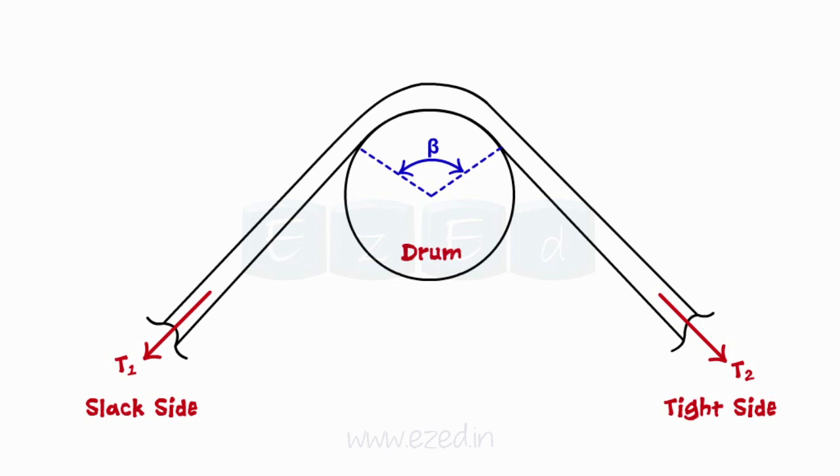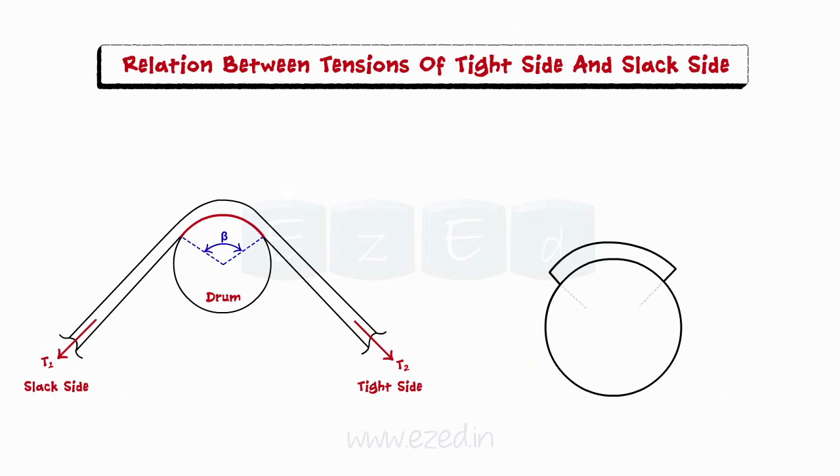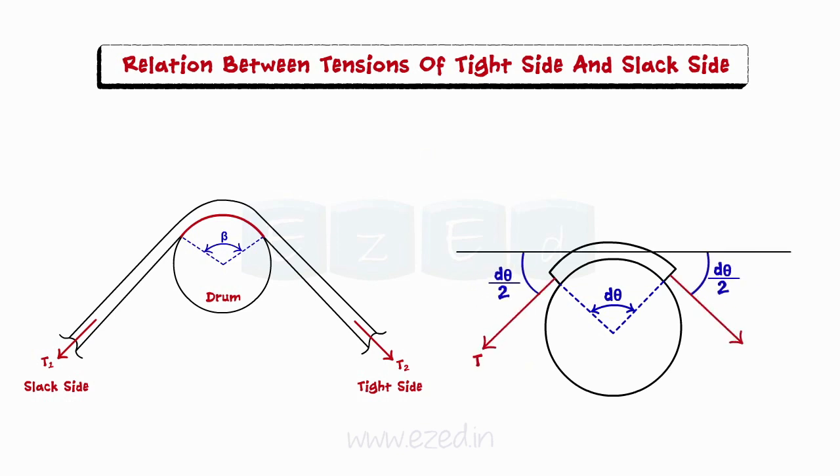The tension on the slack side T1 increases along the surface of contact due to frictional force. Consider an element of the rope subtending an angle d theta at the center. Let T be the tension on one face of the element, which increases marginally to T plus dT on the other face. Let N be the normal reaction offered by the drum surface and mu N be the maximum frictional force developed.